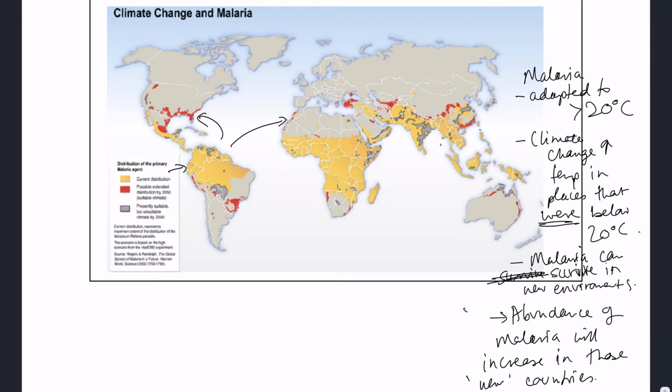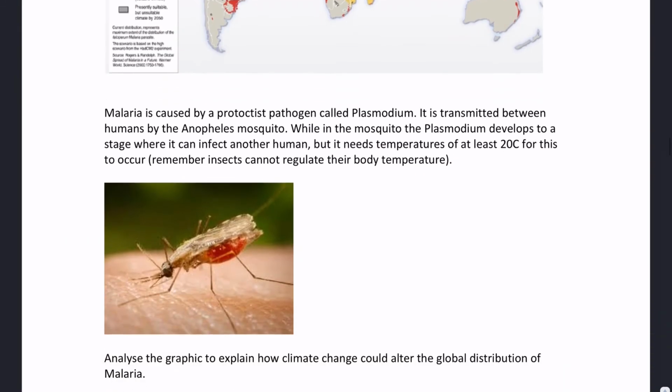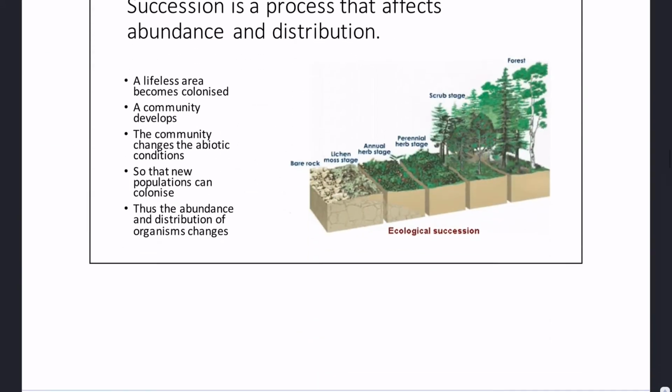Okay, so if we take this area right here, for example, what we're saying is currently there's no malaria there. But if global warming continues to happen, then the temperature of this country might increase to 20 degrees C. And if that does happen, then the abundance of malaria will increase there. Okay, so we have to review.